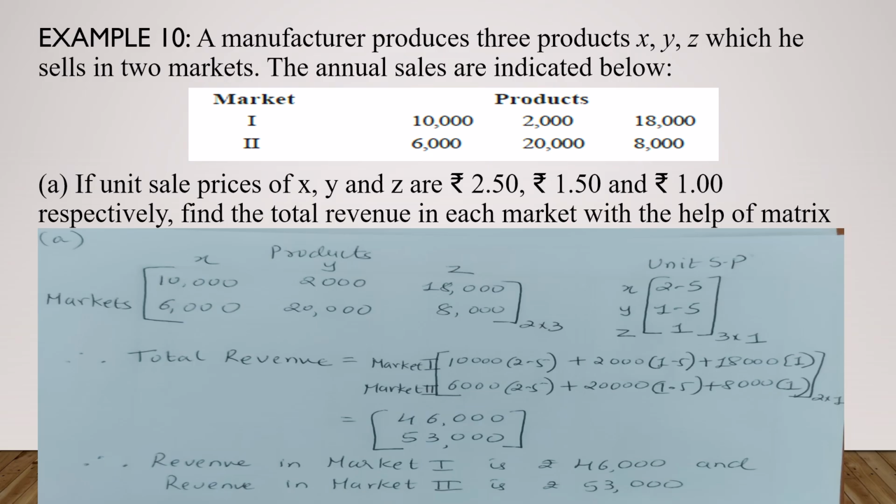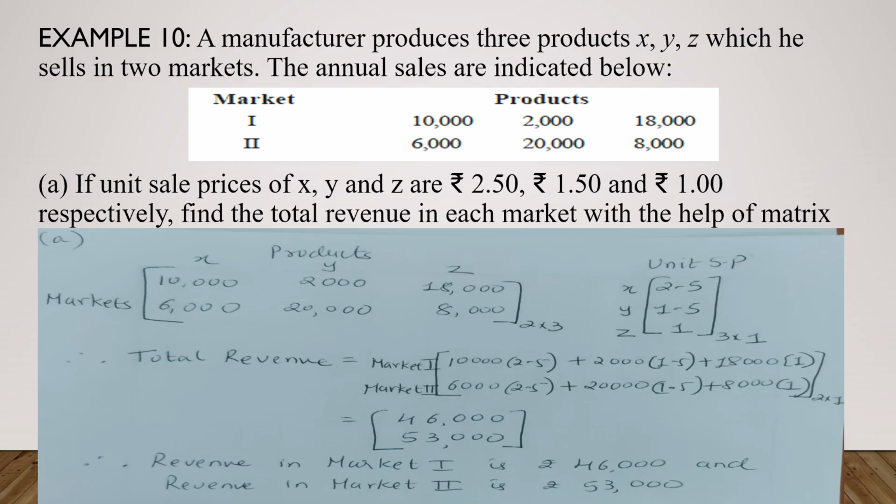Example 10. A manufacturer produces 3 products X, Y and Z which he sells in 2 markets, and the annual sales are given for each market with the given products. In the first case, if the unit sale prices of X, Y and Z, the 3 products, are respectively rupees 2.5, 1.5 and 1, then you have to find the total revenue in each of the markets with the help of matrix algebra. So first thing is just list the given matrices.